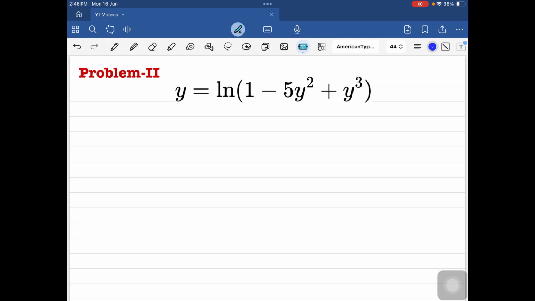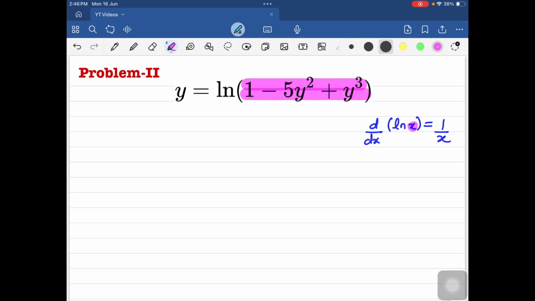In the second problem, which standard form can we compare with? You can see log there. We have a formula for that: the derivative of log x is 1 over x. But what is the disturbed form here? In place of x, we have this whole bracket. So this is a disturbed function and we need to apply the chain rule of differentiation.